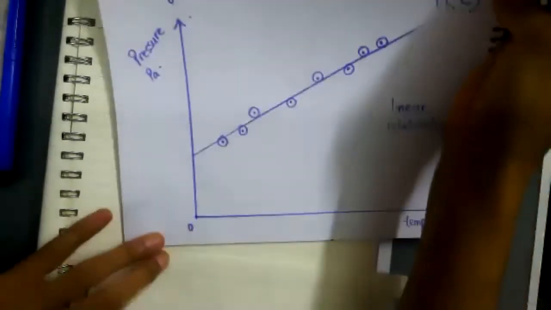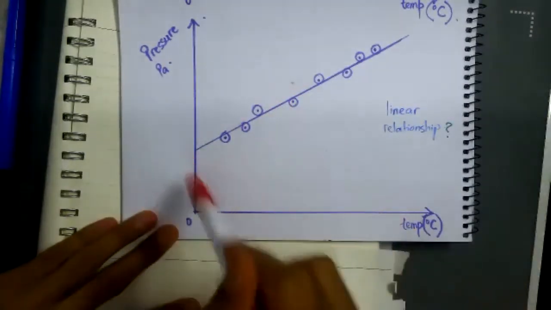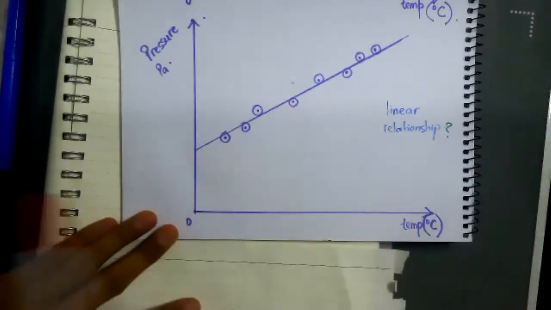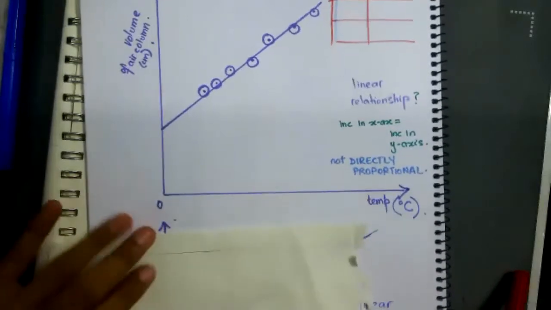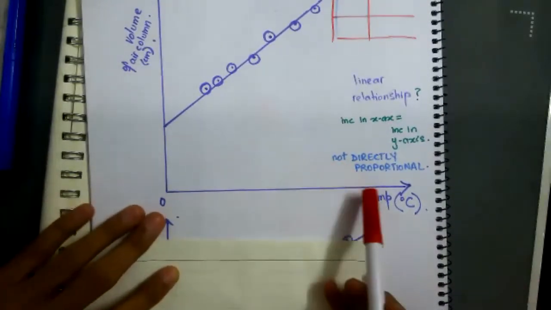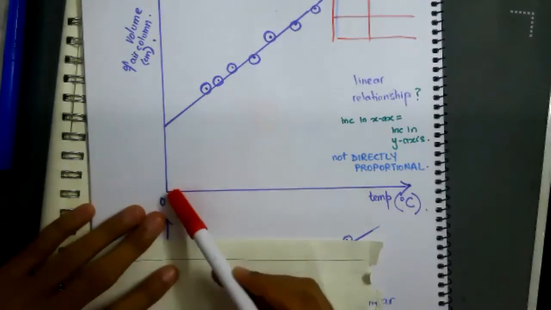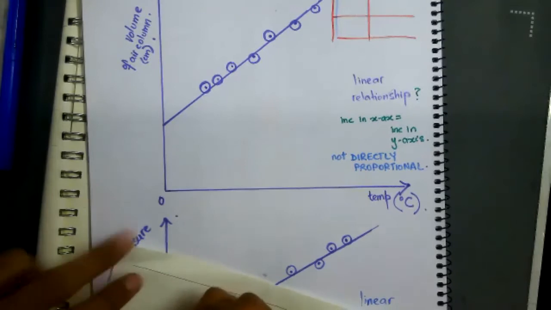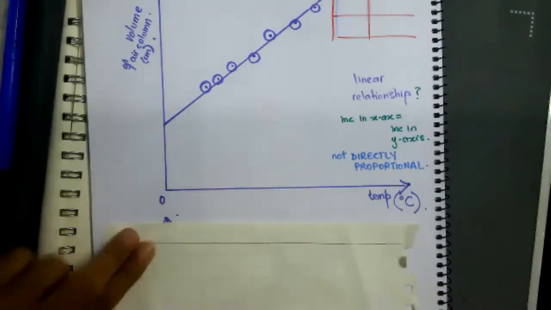Now if you plot pressure against temperature, you will get the same sort of graph, a linear relationship, but not passing through the origin. Now, why is the graph not passing through the origin? Think. The reason it's not passing through the origin is because if the temperature is 0, what? Yes, Zainab.